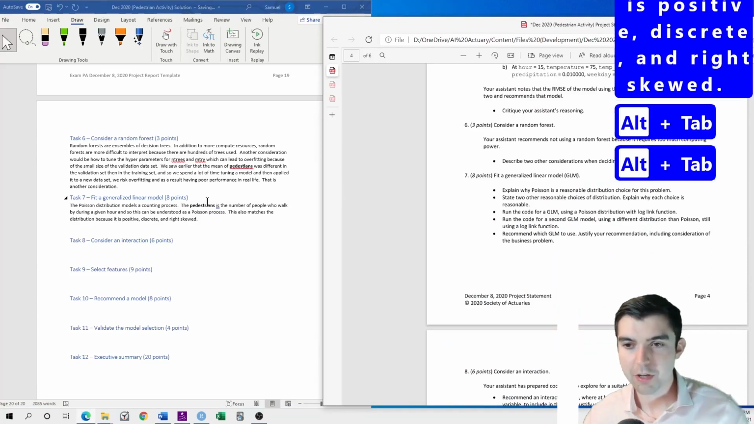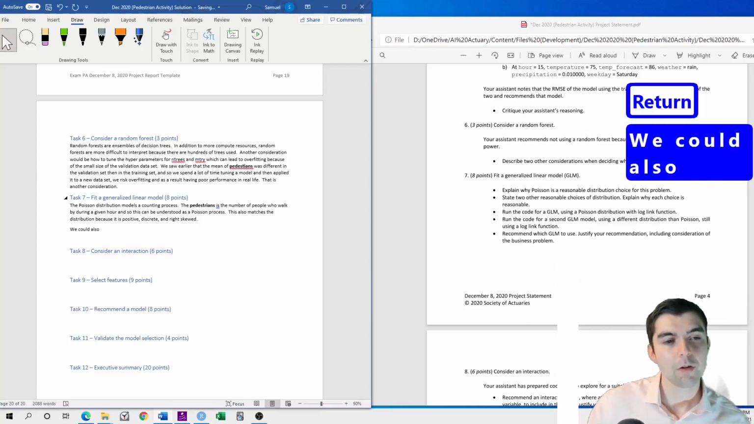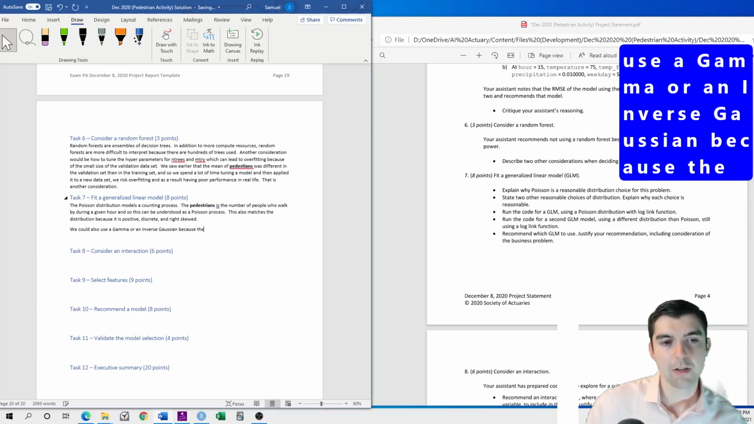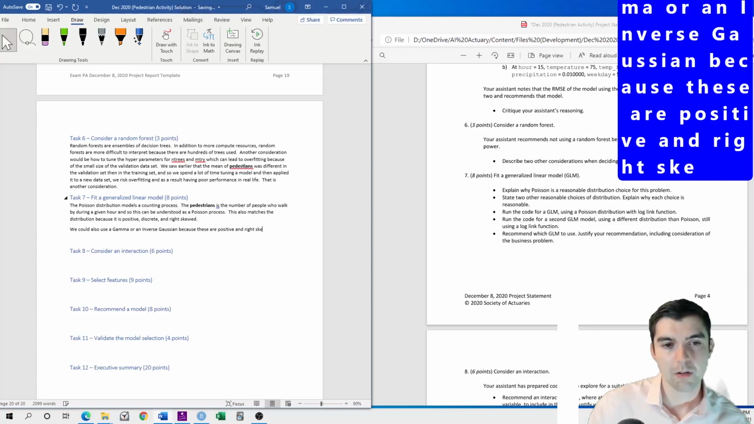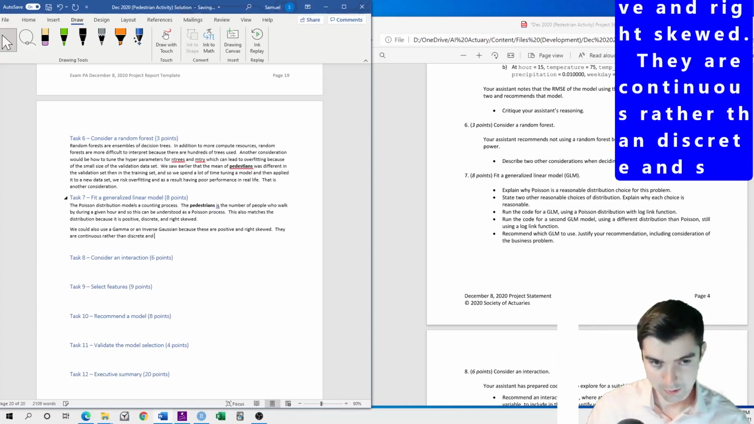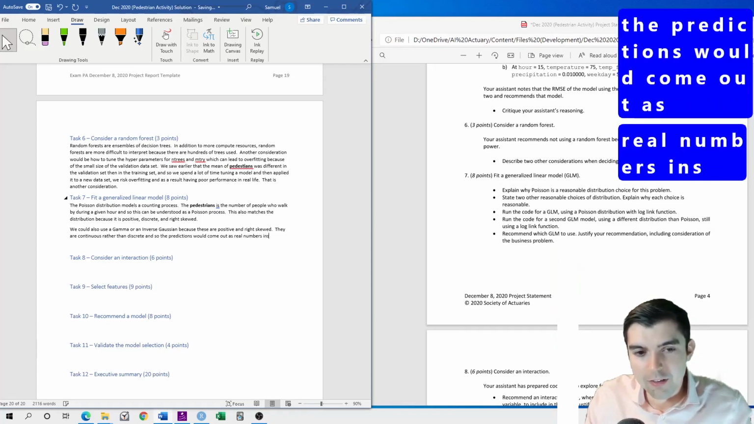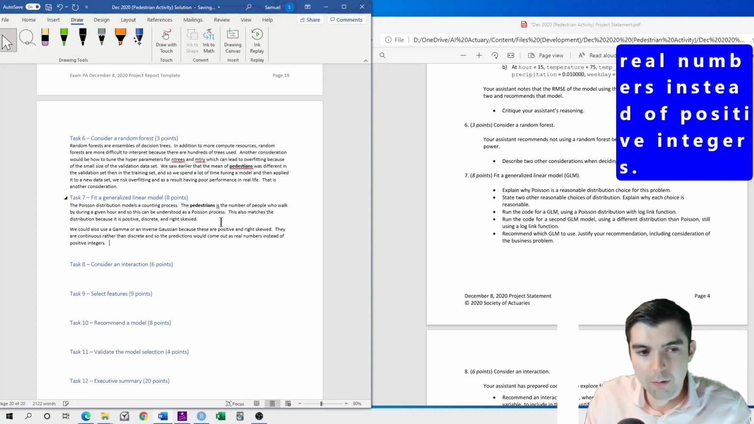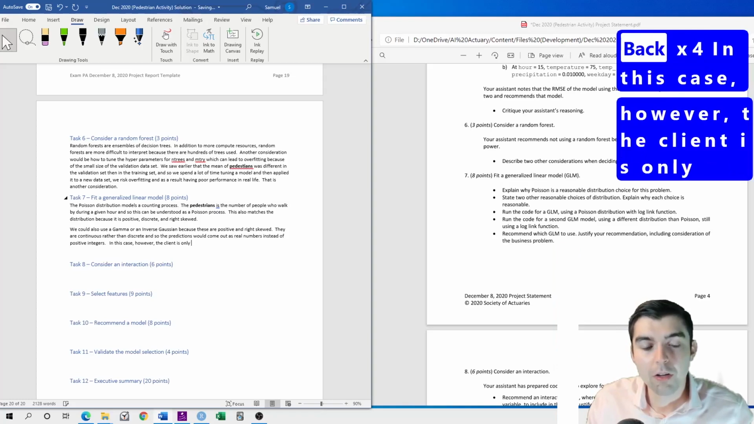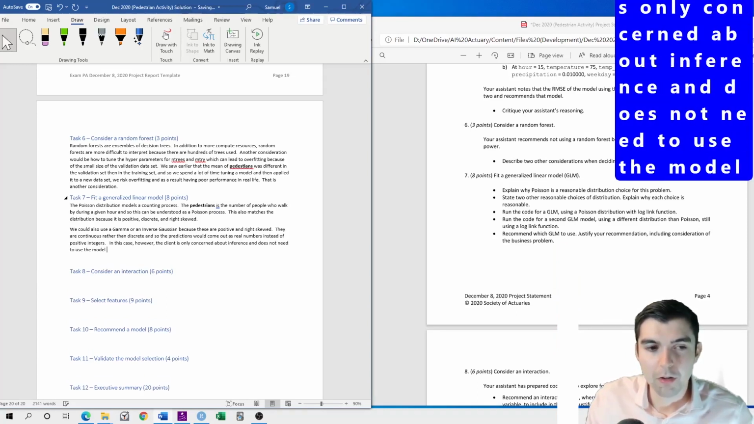State 2 other reasonable choices of distribution. Explain why each choice is reasonable. So we could also use a gamma or an inverse Gaussian, because these are positive and right skewed. They are continuous rather than discrete. And so the predictions would come out as real numbers instead of integers. However, in this case, the client is only concerned about inference and does not need to use the model to make predictions.